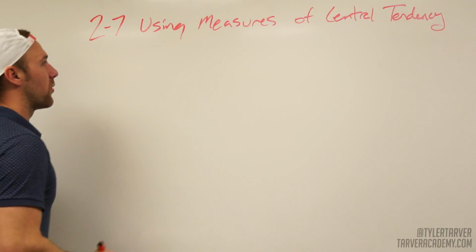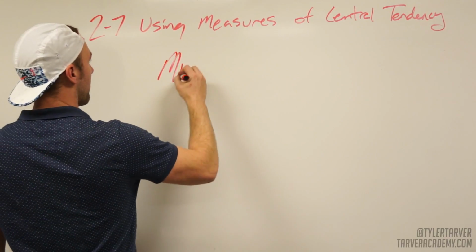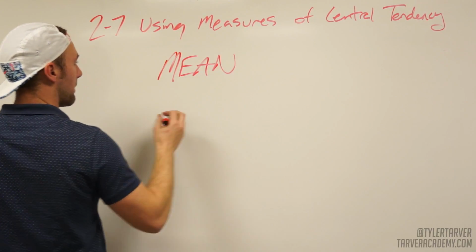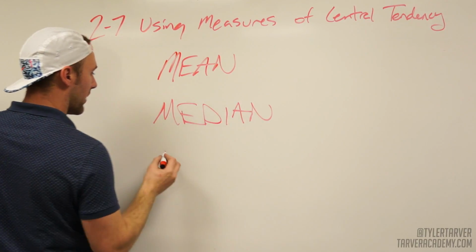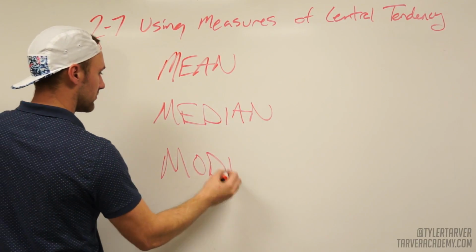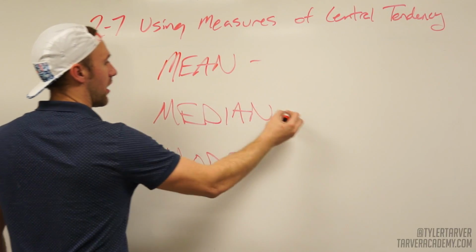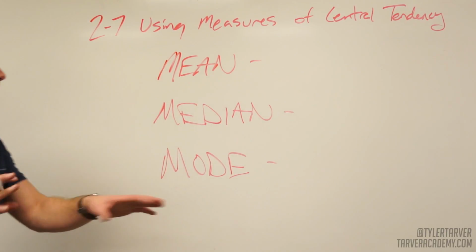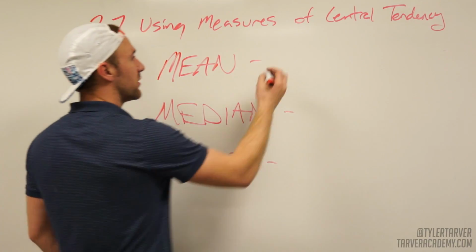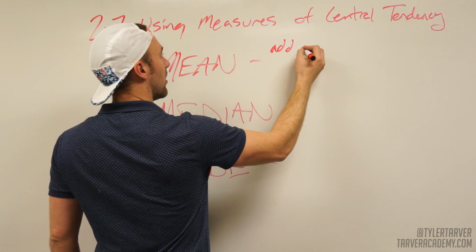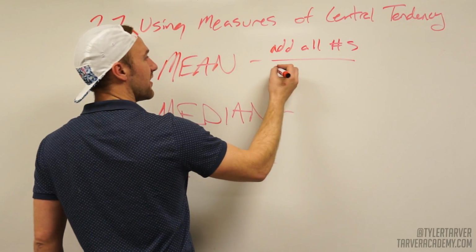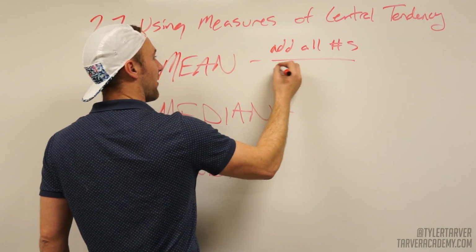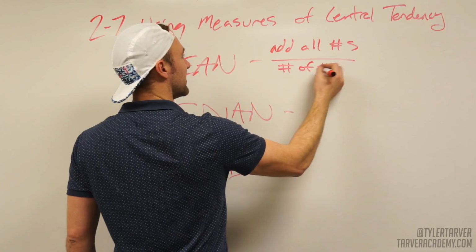The three main ones that we want to talk about, you've heard of: mean, median, and mode. All right, I'm going to give you the brief synopsis of what they are. Mean is when you add all your numbers and then you divide by the number of numbers.